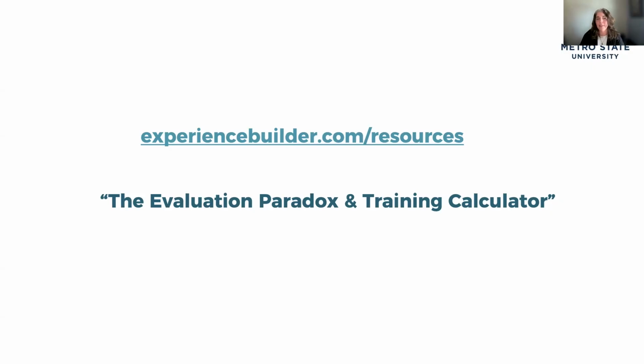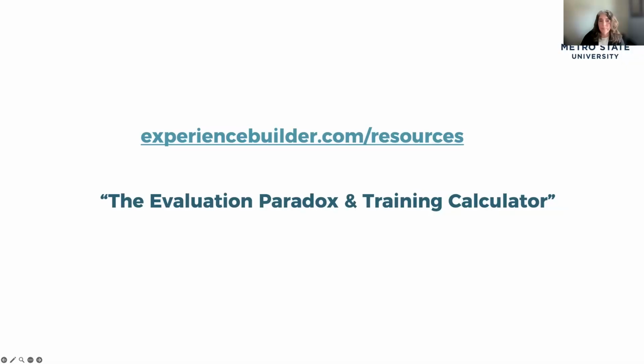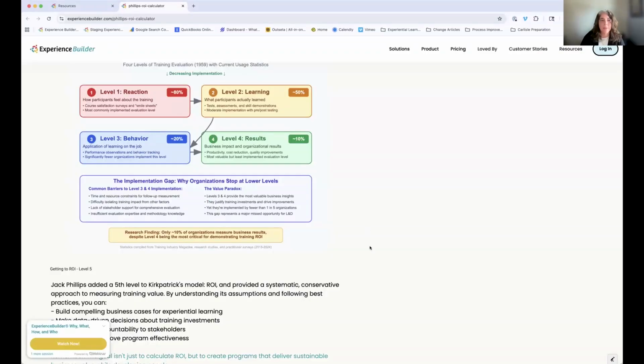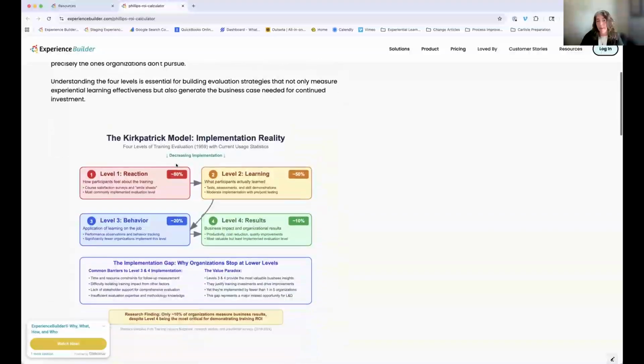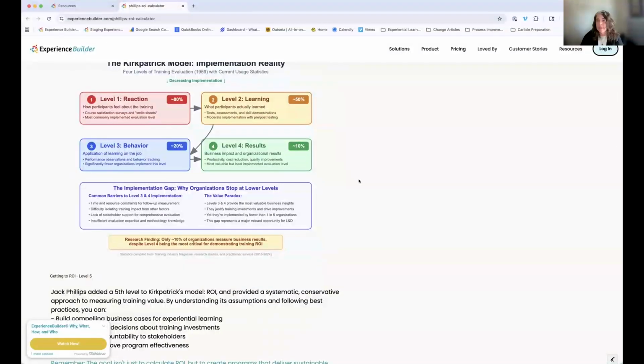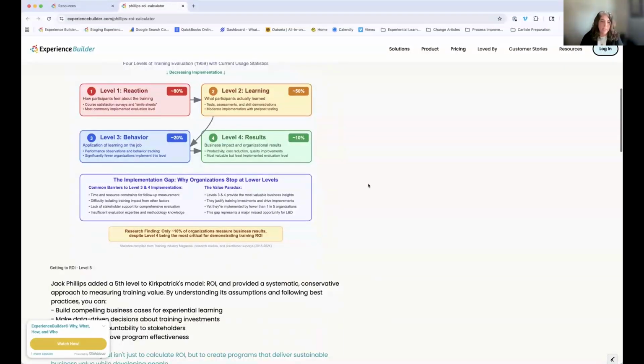Experiencebuilder.com/resources. And then you're going to click on the evaluation paradox and training calculator. So what I'm going to do is stop sharing and reshare and go to that link, of which you will have that same access. And what you'll find here, you'll end up here. It talks about some of the things I've talked about. It actually gives you that same thing I put into our slide deck.